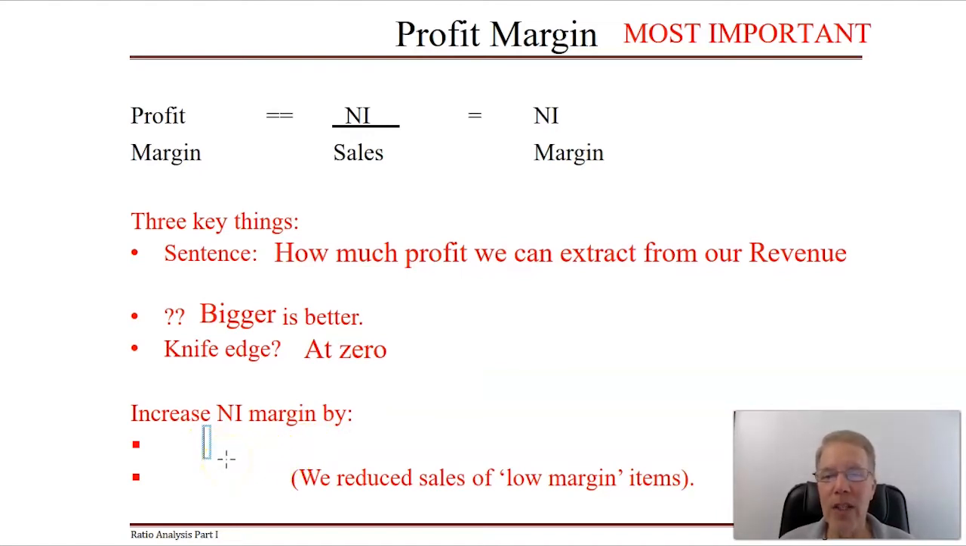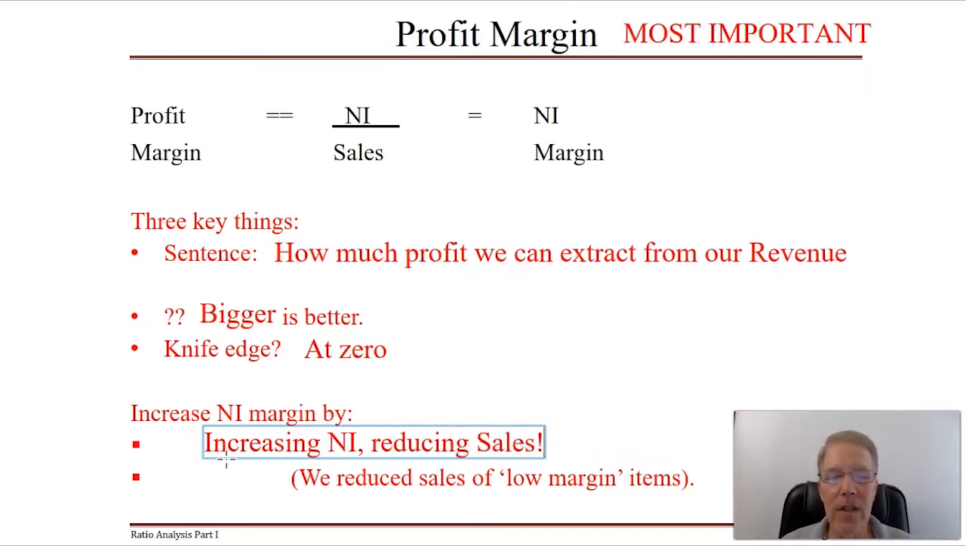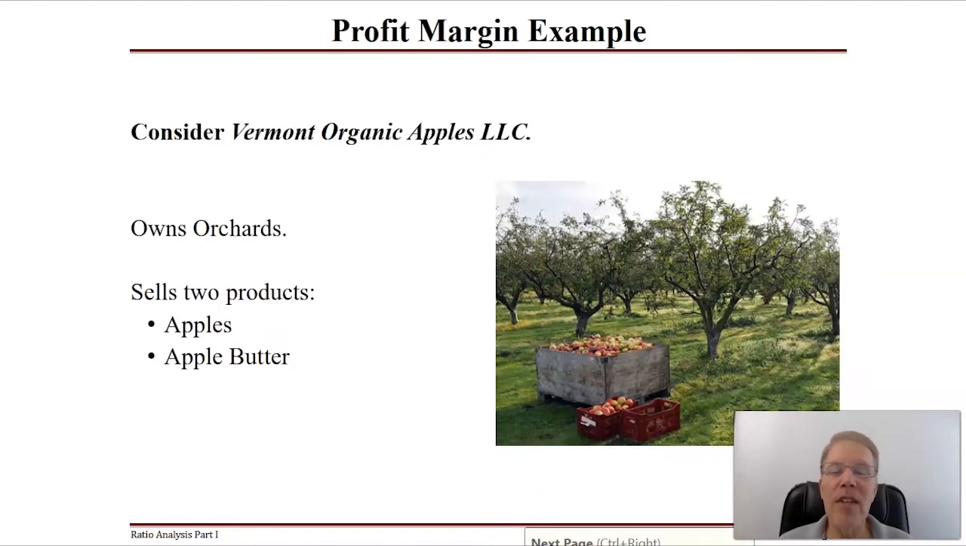So we can increase our net income margin by increasing net income, right? Or we could also do it by reducing sales. That seems totally counterintuitive, but it's really true. In a case like this, we would want to reduce the sales of maybe our lowest margin product if we have more than one product. And as a result, our net income margin, our profit margin, will increase. So let's see how this works.